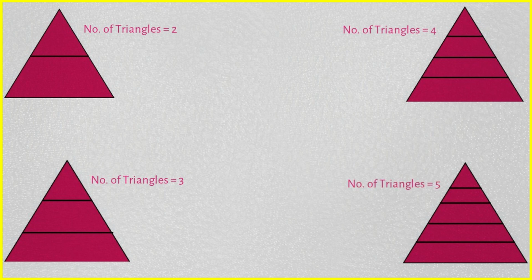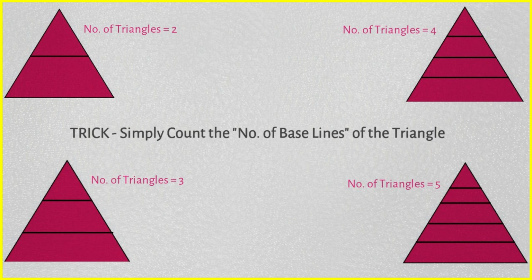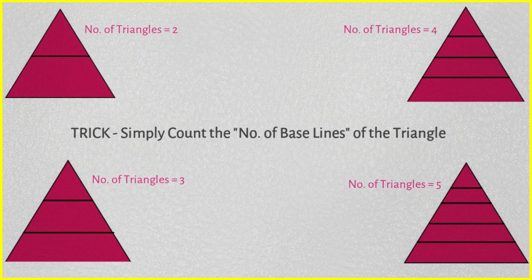But if you want to memorize this as a trick, then simply count the number of baselines of a triangle. Like in figure 1, there is one baseline of the biggest triangle and another baseline inside the triangle. So in this, we can clearly say that there are 2 triangles. In figure 2, there is one baseline of the biggest triangle plus 2 baselines inside that triangle. So here, there are 3 triangles in figure 2.